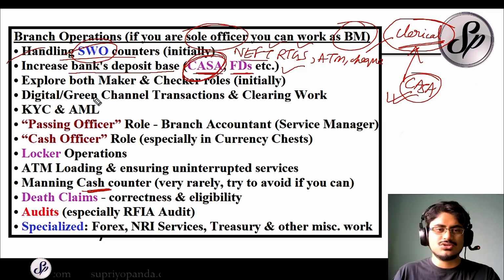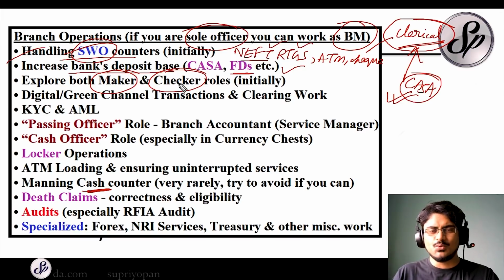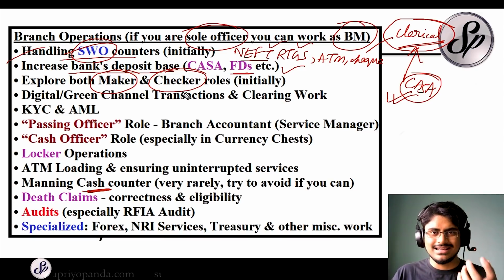Then you have to explore both the maker and the checker roles. It is only going to be initially that you are going to do this. So initially you need to learn about both the maker and the checker. Now what is this basically? In any kind of public sector bank, there is a two-tier process. One bank employee will be starting the queue, or making the queue, and another bank employee is going to check the queue.